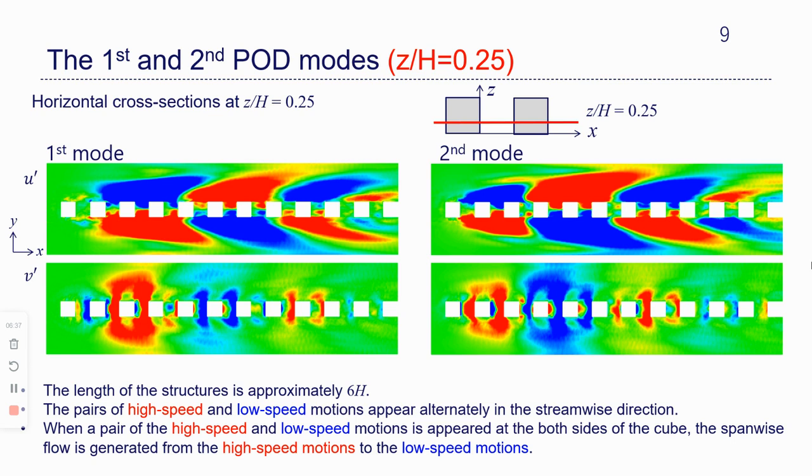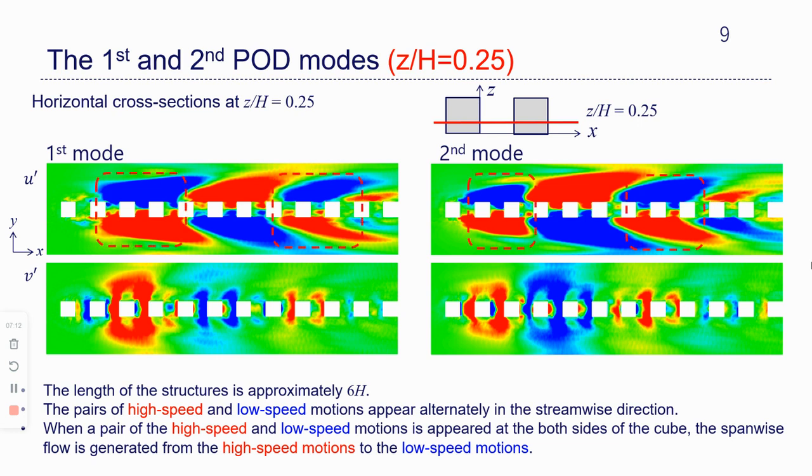This is the first and second POD mode for streamwise velocity fluctuation u' and spanwise velocity fluctuation v', for the horizontal cross section at z/h = 0.25. The length of the structure is approximately 6h, and pairs of the high speed and low speed motion appear alternately in the streamwise direction.